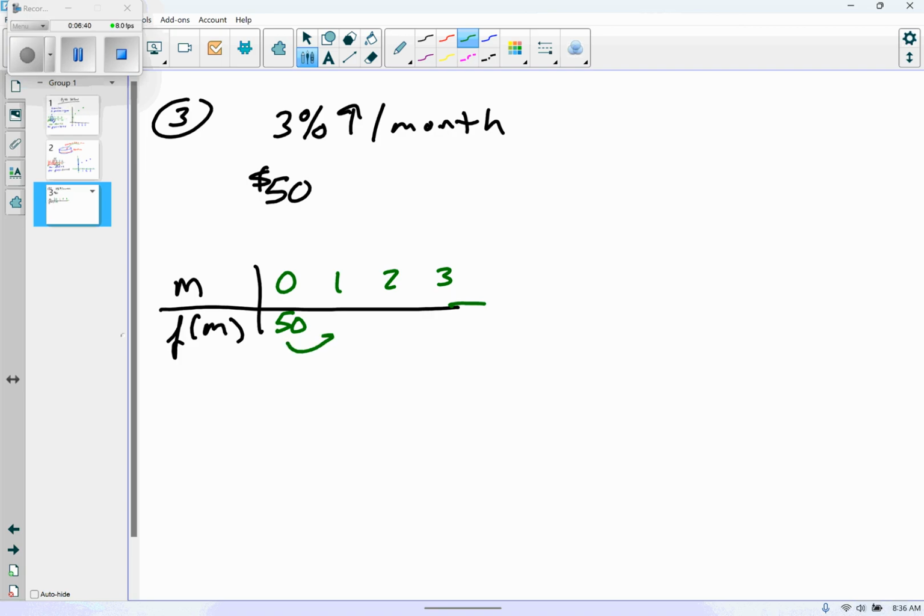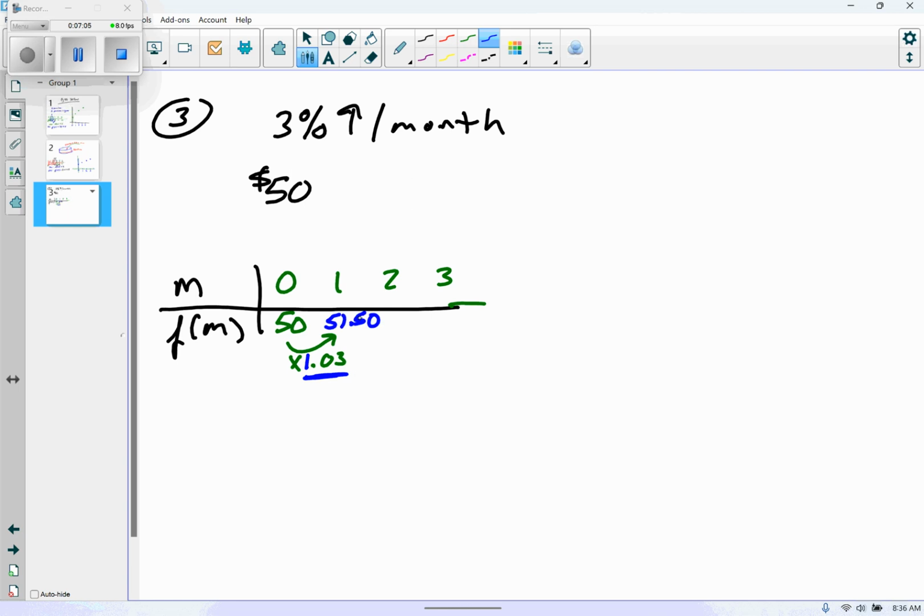So we increase it each month times, if I just do 0.03, that's just going to tell me how much money I would have made. If I multiply by 1.03, that's going to tell me what it's going to do. So that's a big key there because we're growing. So I'm going to go 50 times 1.03. I'll use the calculator. And that's going to give me $51.50.